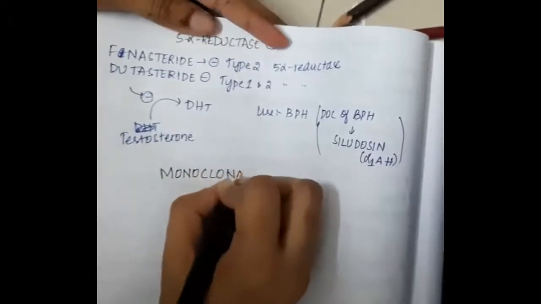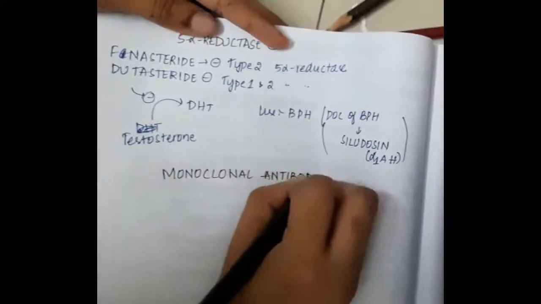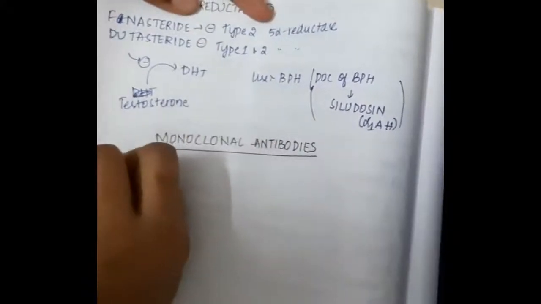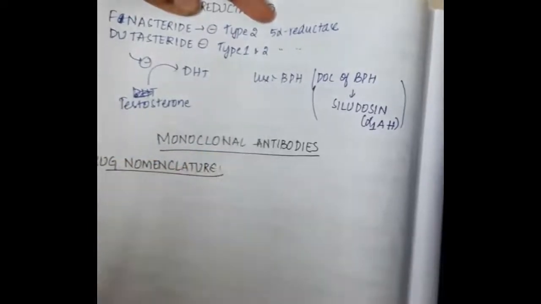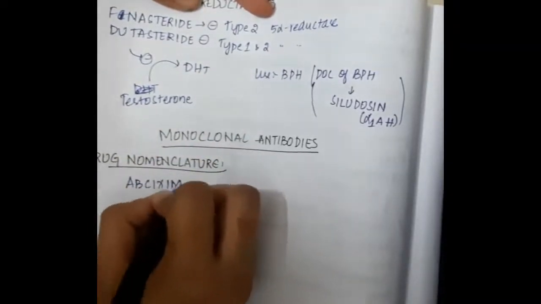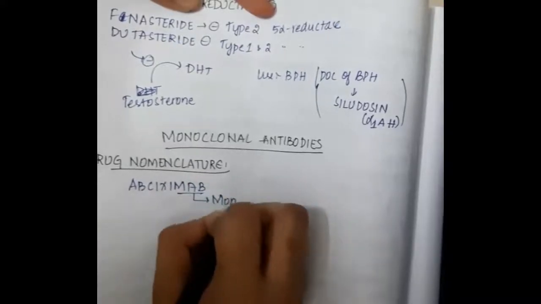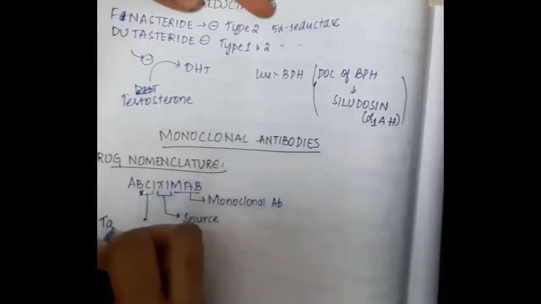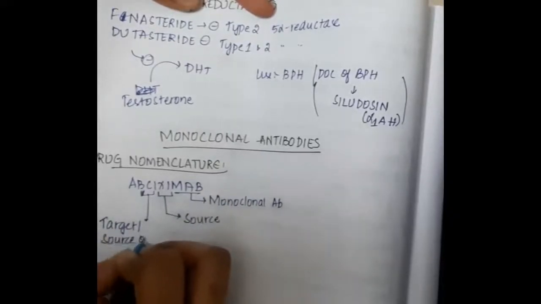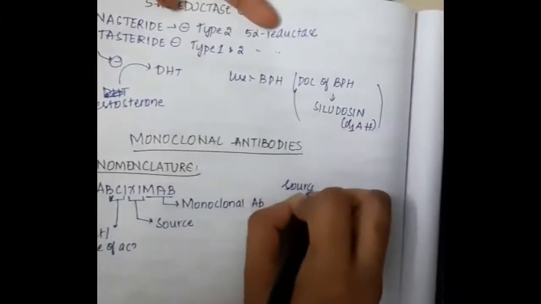Hello friends, let us now learn some important points about monoclonal antibodies. In monoclonal antibody drug nomenclature, the drug is abciximab. In abciximab, ab stands for monoclonal antibody, x for source, and ci for target or site of action.